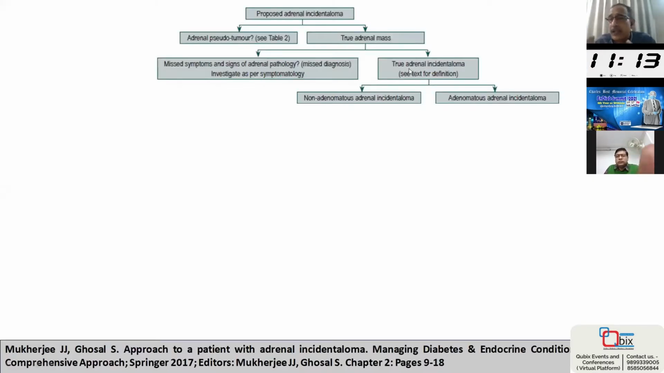So now once you've identified this incidentaloma, as this lady's rightly confused, what's happening? I came with abdominal pain, which was probably because of, inverted commas, gas, which settled down, but then you found an adrenal lesion. So now that you have found it's a true adrenal mass, you need to decide whether it's an adenoma or a non-adenomatous mass. See, adrenal incidentaloma is very much like mathematics. You have to go one step at a time. So whether it's a non-adenomatous mass or whether it's an adenomatous mass.